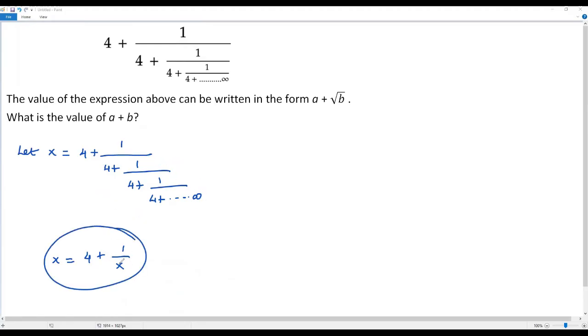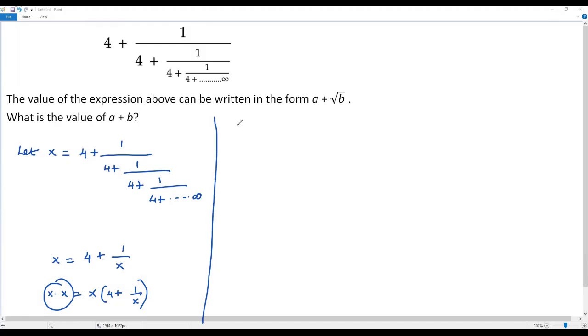Now we have to solve for x in this equation. Since we find x in the denominator, let's multiply both sides of this equation by x. So that is x times x equals x times (4 plus 1 over x). x times x is x squared, and now we can distribute this x to 4 and 1 over x. Then we get 4x plus x times 1 over x. Here this x will cancel out. I'm getting x squared equals 4x plus 1.